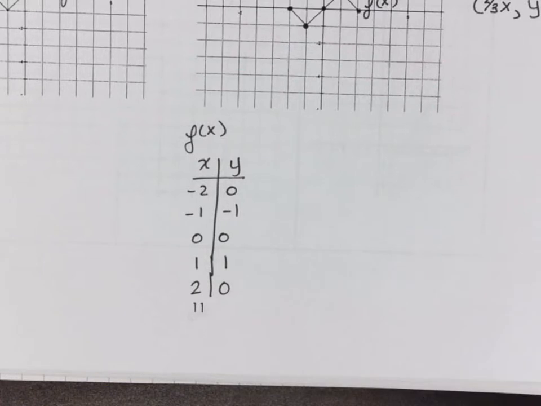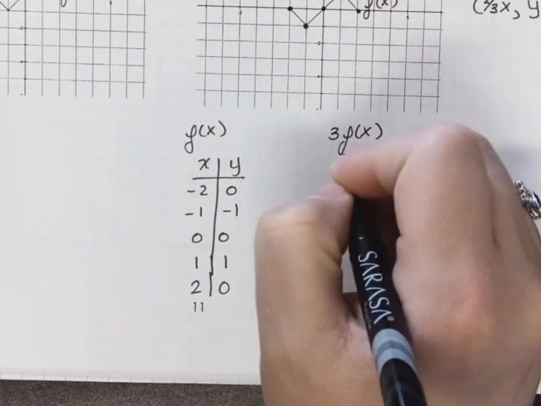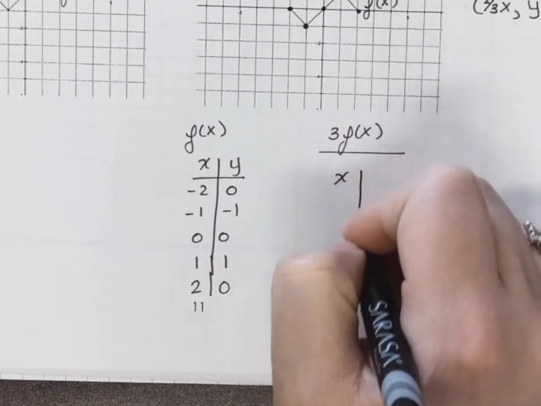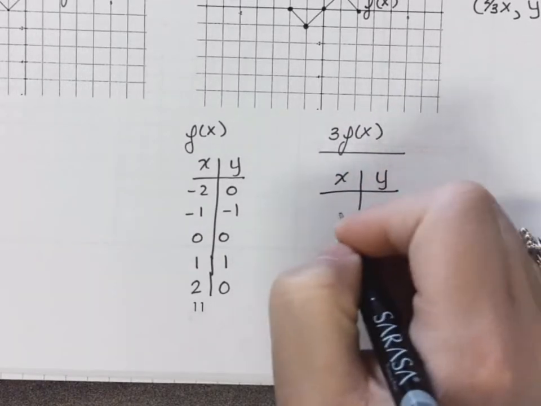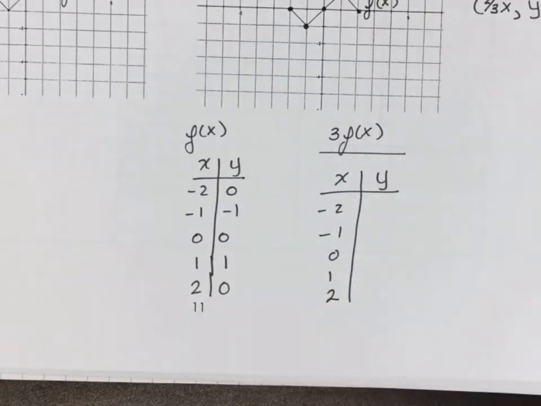So that's my original graph. If I want to do 3f(x), I'm keeping my x values: -2, -1, 0, 1, 2. And all I'm doing is taking my y values and multiplying them by 3.